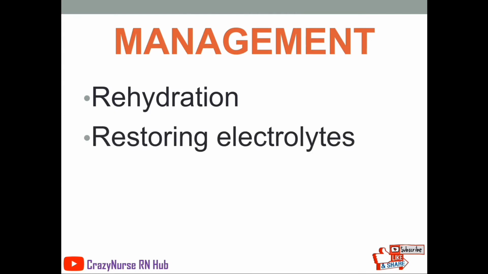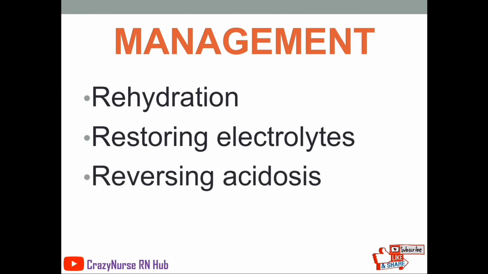We also have restoring electrolytes. The main electrolyte of concern during treatment of DKA is potassium. The initial plasma concentration of potassium may be low, normal, or high, but more often than not tends to be high from disruption of the cellular sodium-potassium pump in the face of acidosis. Therefore, the serum potassium level must be monitored frequently.